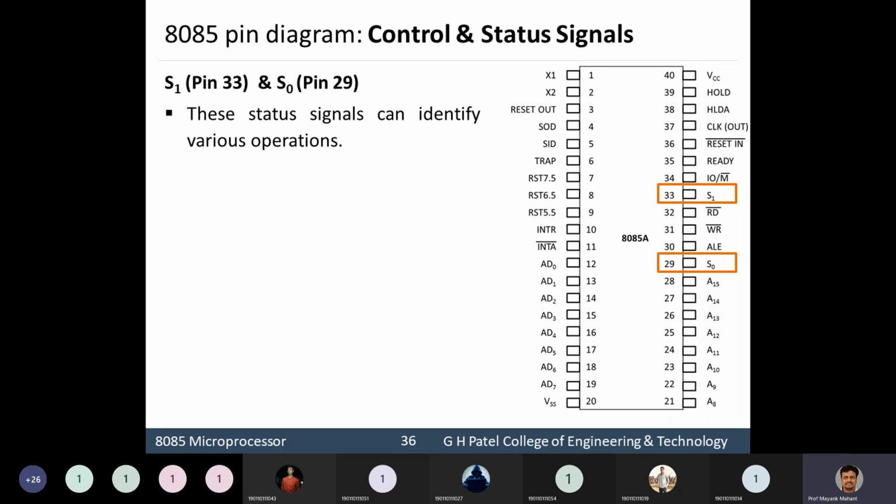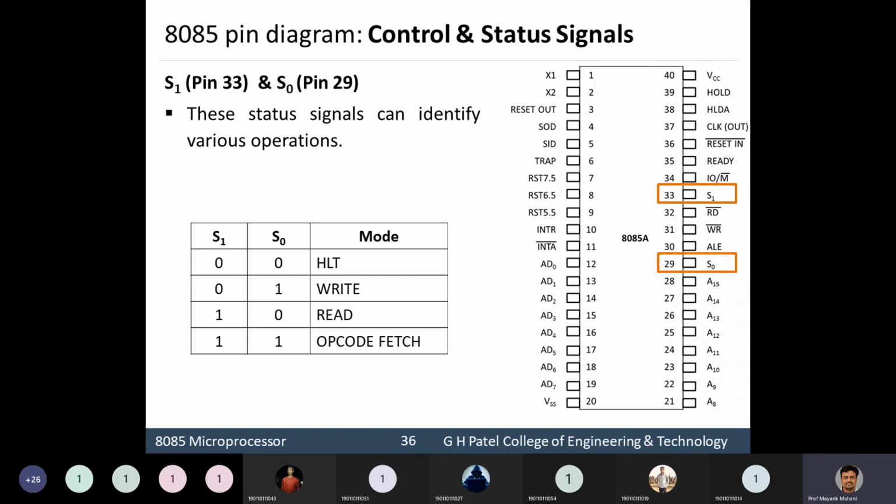S0 and S1 are the status signals that identify various operations. S0 and S1 combine to generate these particular signals. If S0 S1 is 0 0, it is halt, meaning you do not have to do anything. If it is 0 1, then it is in write mode. If it is 1 0, then it is in read mode, and 1 1 is opcode fetch. Now opcode. Do you know what you mean by an opcode?